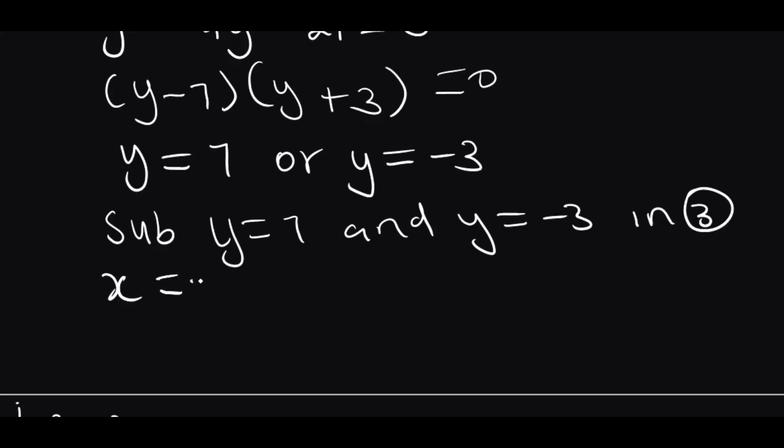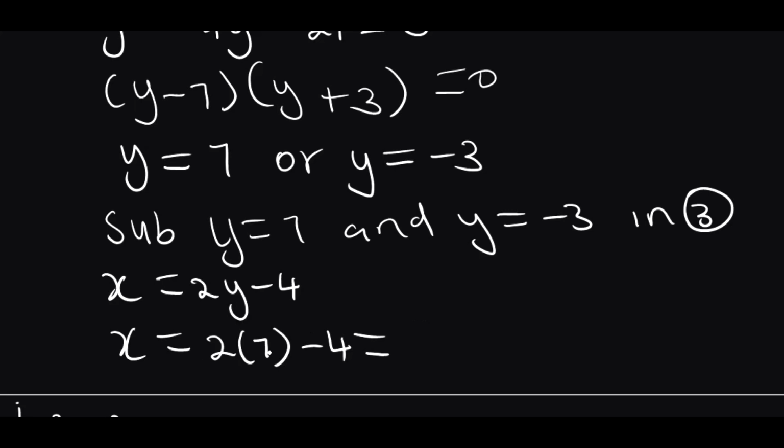x is equal to 2y minus 4. Now let us substitute. We will have x is equal to 2, where there is y, we put 7, minus 4, which is equal to what? 2 times 7, that is 14. 14 minus 4, that is 10. Meaning x is equal to 10.